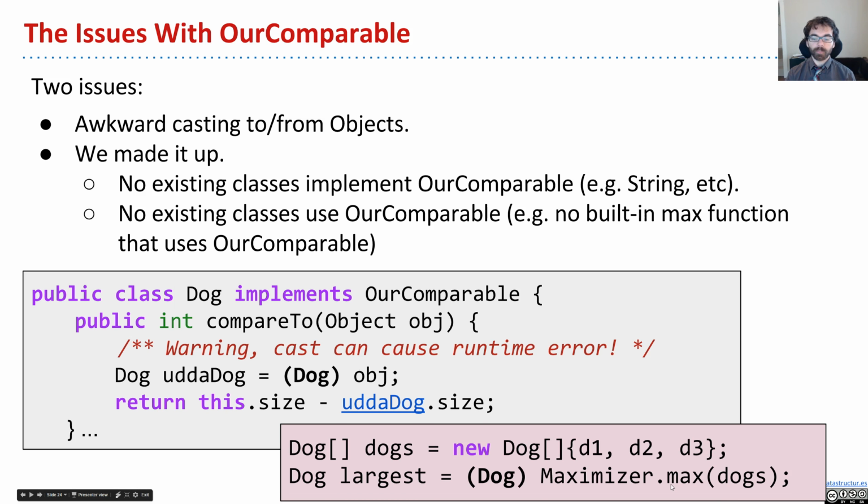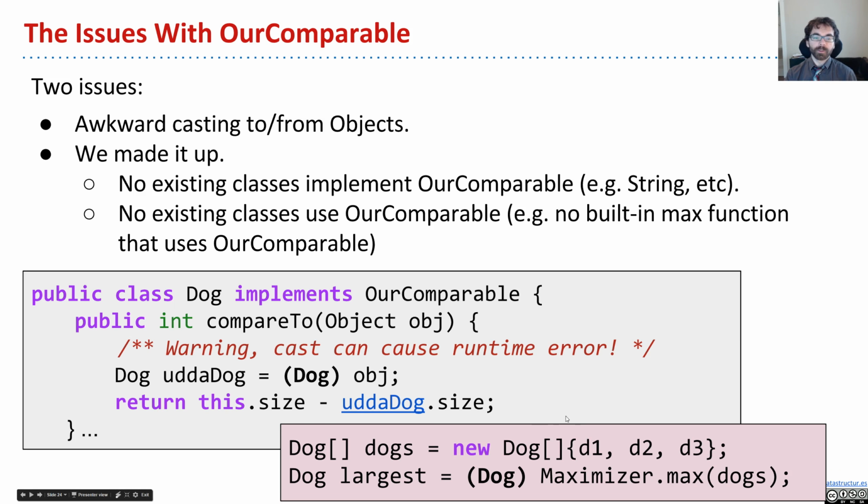Likewise, when we compute the maximum in some useful class, like say Maximizer, we have to take the Object that's returned and turn it back into a Dog. So that's awkward. The second and larger problem is that no existing classes actually implement AreComparable, right? So we can't use Maximizer.max on things like Strings. We would need to somehow edit the String code, or we would need to create an extension of the String class that is also AreComparable, and that's a bit of a mess.